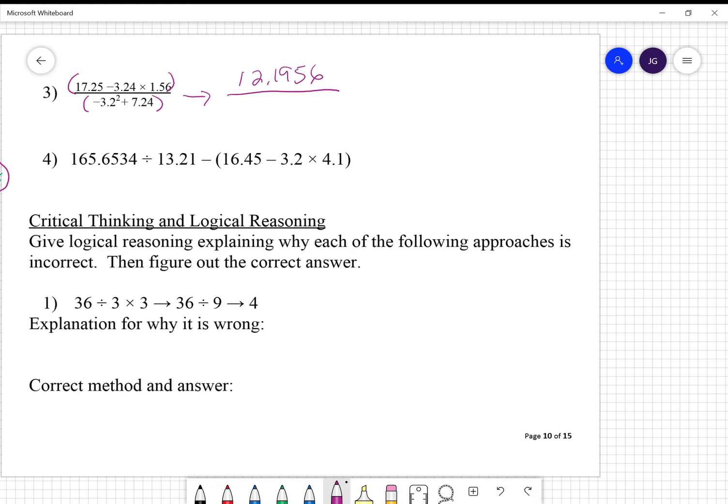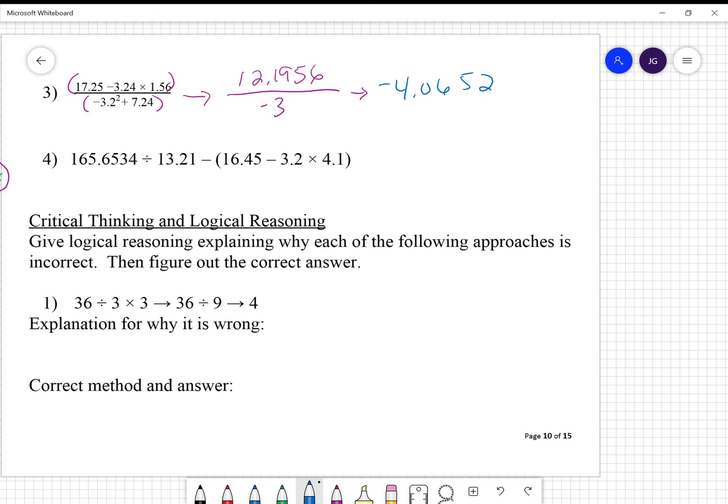The denominator, I get a negative 3. And my final answer is negative 4.0652.